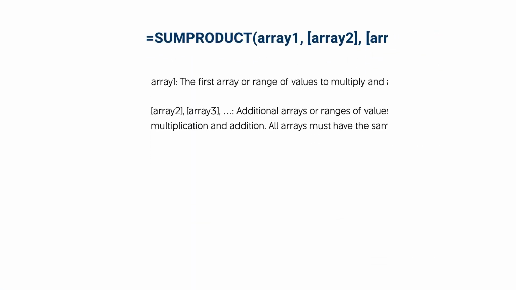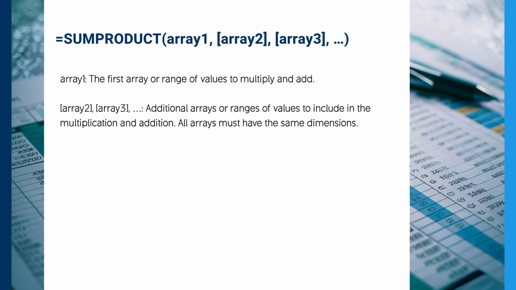Let's dive in. Here's what each part of the SUMPRODUCT function means. Array 1, the first array or range of values that you want to multiply and then add. This is a required argument. Array 2, array 3: optional, additional arrays or ranges of values that you want to multiply with the first array and then add the results. You can include multiple arrays, but all arrays must have the same dimensions.